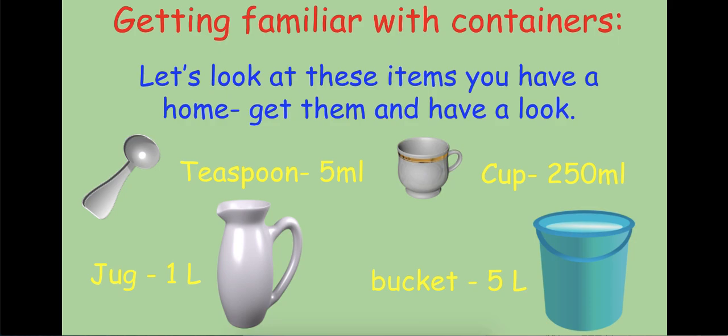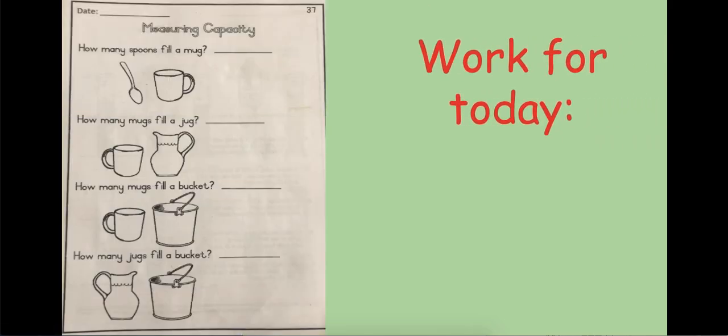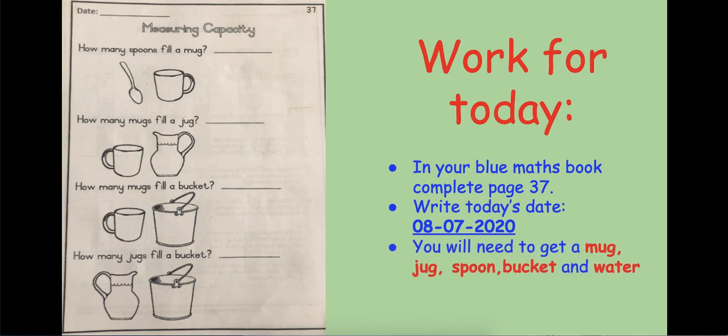Okay, so I would like you to pause and go and get those 4 items, because now that brings us to our work for today. You are going to complete page 37 in your blue maths book. There you can see an example on the left hand side, and this is about measuring capacity but also about estimating. You're going to write today's date at the top, which is 08-07-2020.